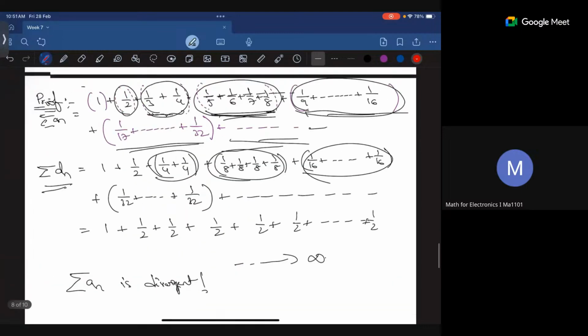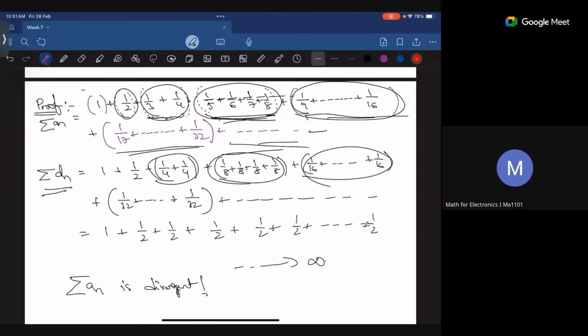Okay, and this is the proof. This is one way of proving it. And after this proof came, there have come many different ways of proving that this particular series is divergent.